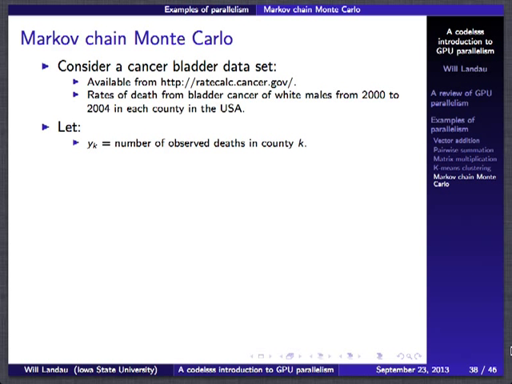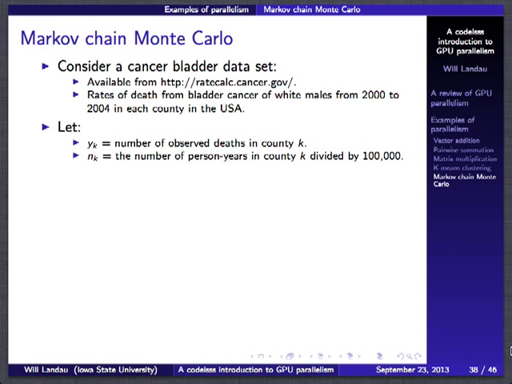Let's define the following things before you write the model. So let y sub k be the number of deaths observed in county k. There are potentially a lot of counties depending on the size of the data set that you're looking at. In class, we looked at a subset of this data that had around 3,000 counties, which is close to the number of counties in the U.S. So there are a lot of these y sub k's.